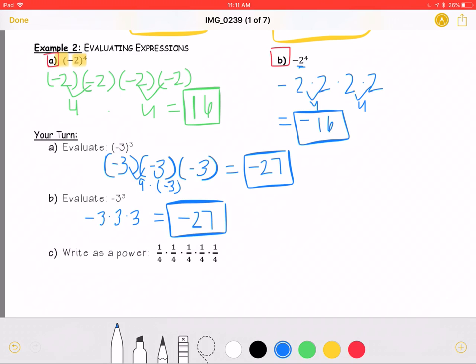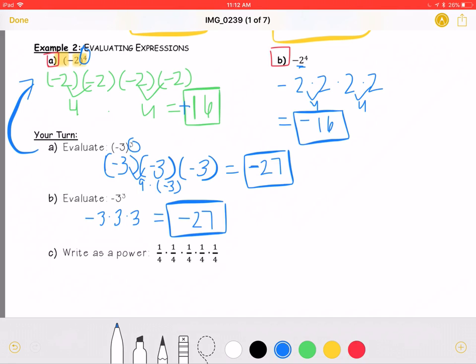Notice how both of those answers were negative, but in part A the negatives were included. If we have an odd amount of negatives, our answer is going to end up being negative, whereas up here we had an even amount of negatives, so our answer was positive. If it's an odd number of negatives, it's going to be negative. So that's okay, that can happen sometimes.